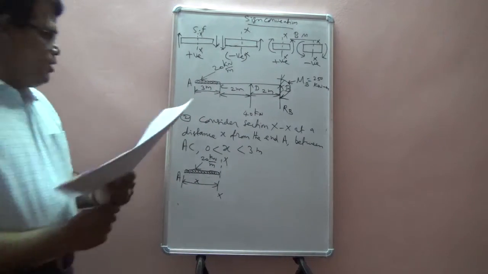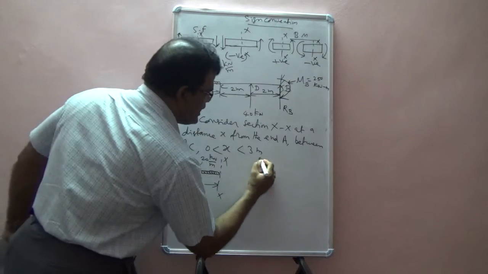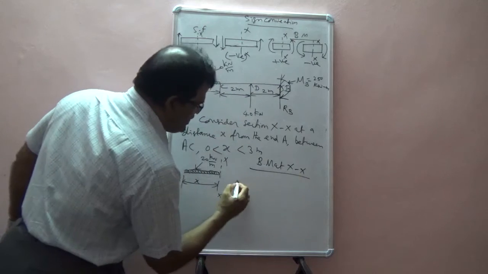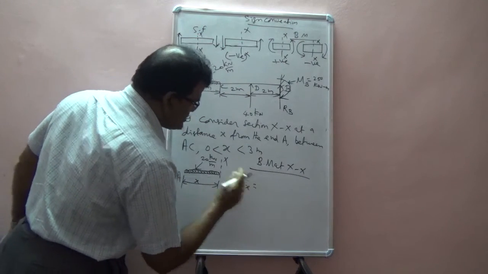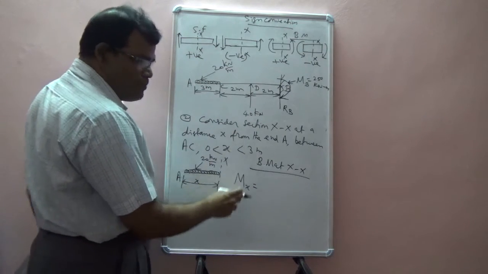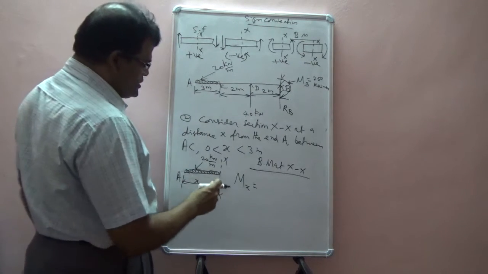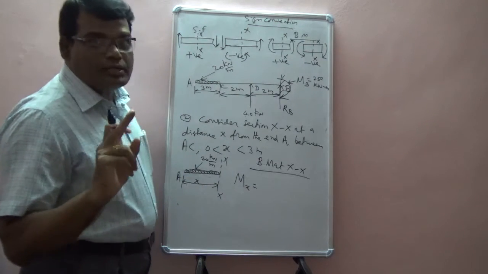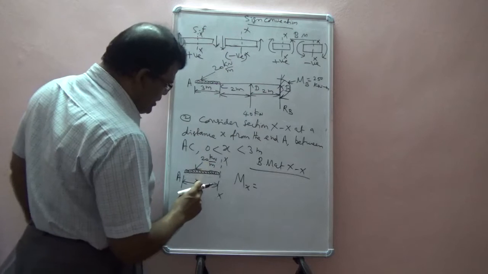So let us see what is the bending moment at XX. I denote the bending moment as Mx at section XX. Here again, the bending moment is force multiplied by distance. There is only one load acting, therefore in this equation we have only one term. So 20 multiplied by x will be there.